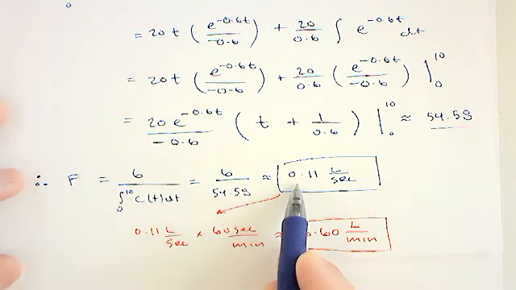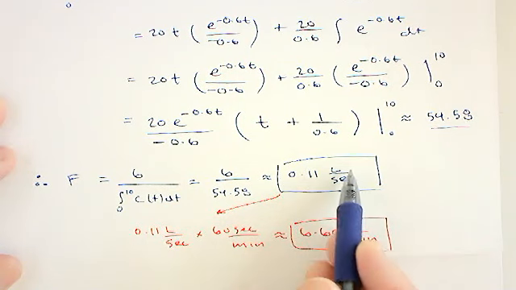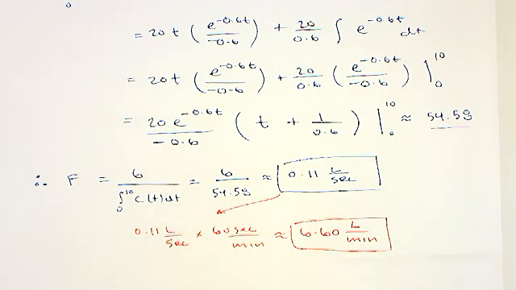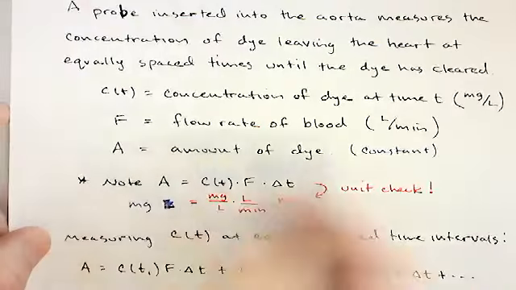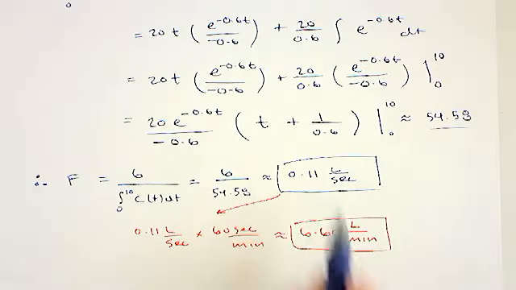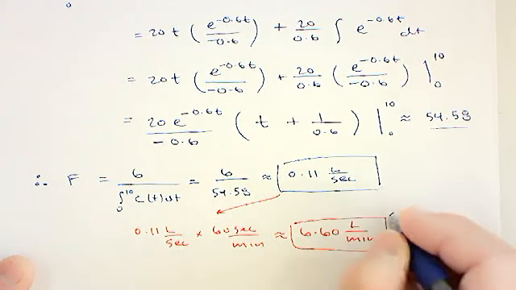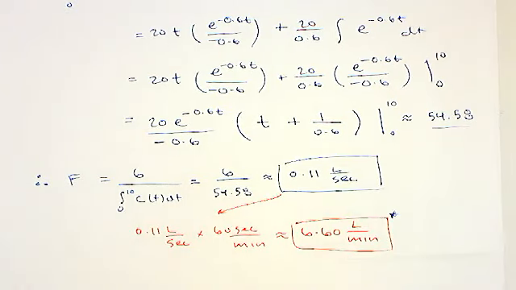And I got 0.11 liters. Now this would be in liters per second because our unit of time was in seconds. I don't know if this is standard or not, but back how they defined flow rate, they had it in liters per minute. So I went ahead and converted that. To convert liters per second into liters per minute, you just need to multiply by 60 seconds per minute. Seconds cancel. I got a final answer of about 6.6 liters per minute as our flow rate.